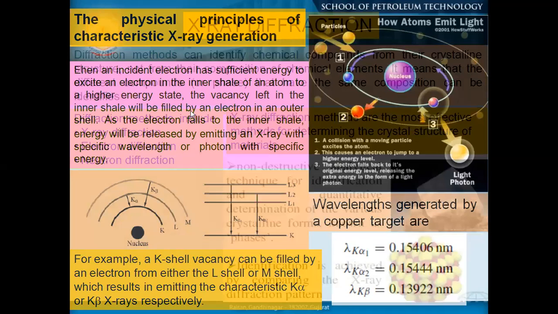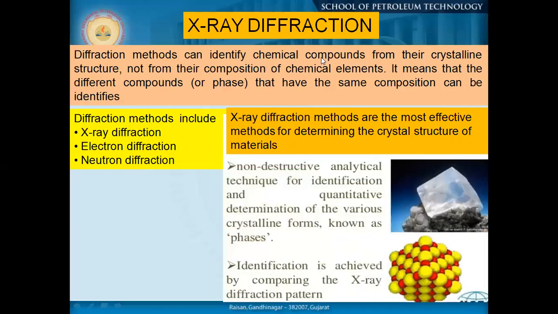The diffraction method can identify chemical compounds from their crystalline structure, not from their composition or chemical elements. That means if you have the same composition, let's say CaCO3, it can exist in different crystal structural forms. The chemical composition is the same, but the structures are different. So using X-ray diffractometry, we can identify the crystal structure also. We have X-ray diffraction, electron diffraction, or neutron diffraction. All could be used, but here we will discuss only X-ray diffraction in our course.